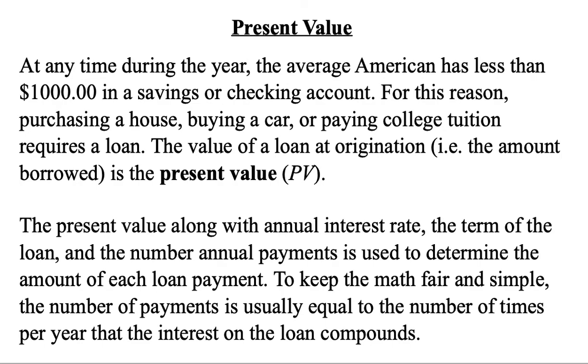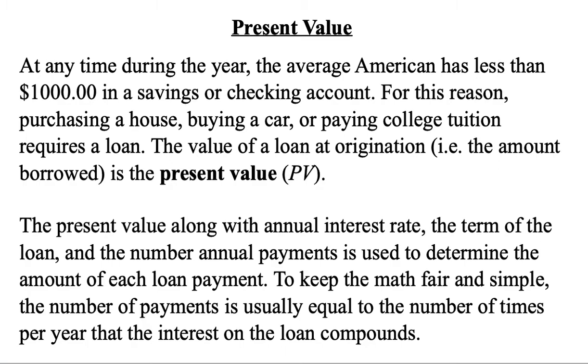Present value. At any time during the year, the average American has less than $1,000 in his savings or checking account. For this reason, purchasing a house, buying a car, or paying college tuition requires a loan. The value of a loan at origination, i.e. the amount borrowed, is the present value. The present value, along with the annual interest rate, the term of the loan, and the number of annual payments, is used to determine the amount of each loan payment.